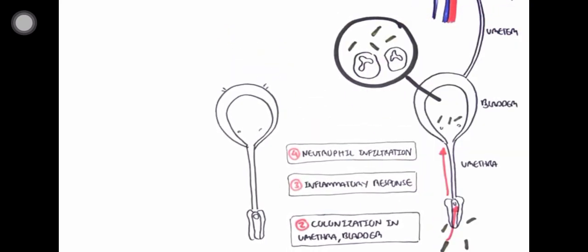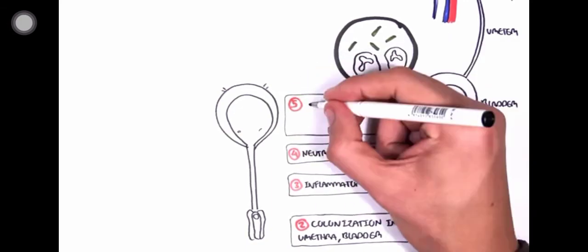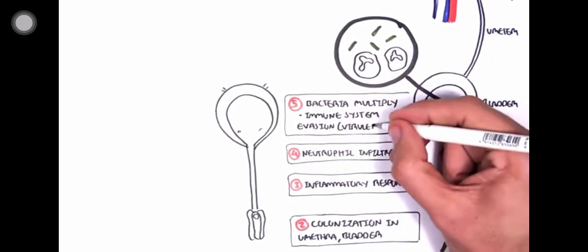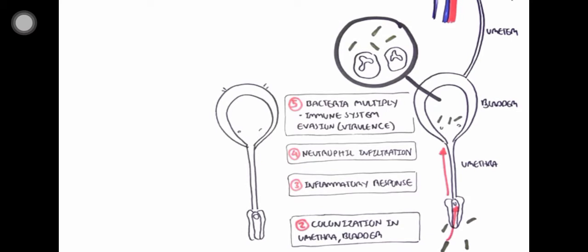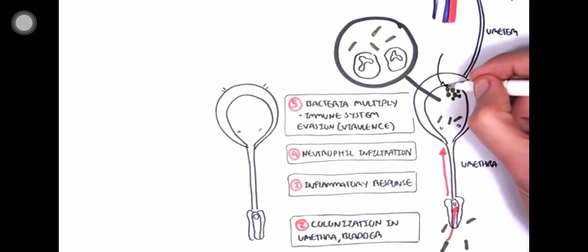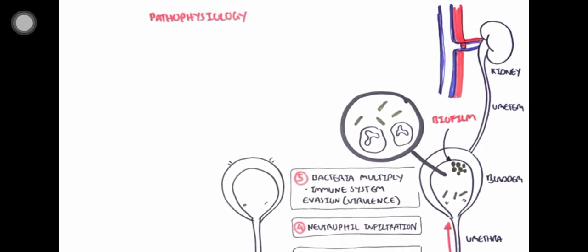The bacteria multiply and they are able to evade the immune system because of certain virulent factors. E. coli, for example, can bind to cells in the lower urinary tract and hide from immune cells. The bacteria can form biofilms. A biofilm is any group of microorganisms in which they stick to each other, and often these microorganisms adhere to surfaces and it allows them to survive.